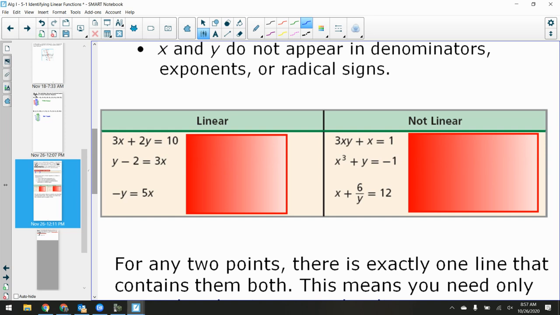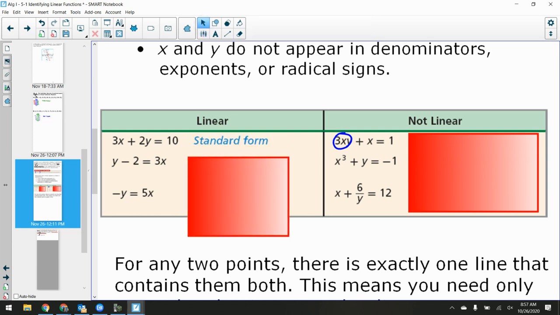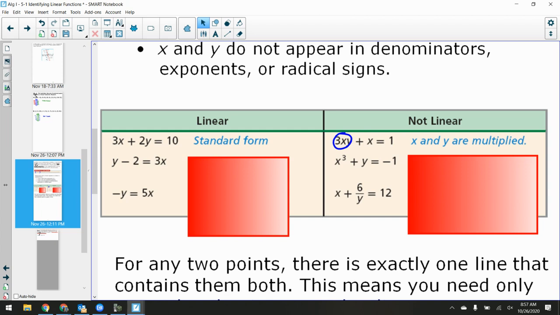Compare that to this one. What makes this not linear? This piece right in here. X and y was multiplied together. That's why it's not linear. Right? Do you notice how that's in standard form? 3x, 2y, 10. That's what's known as standard form. X, y, constant. 3 is my a value, 2 is my b value, c is 10.